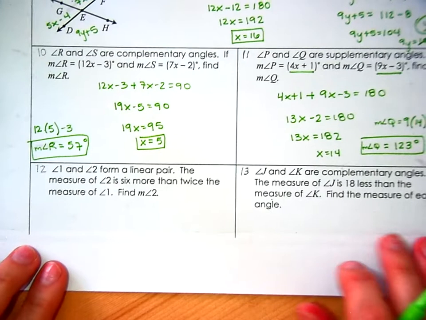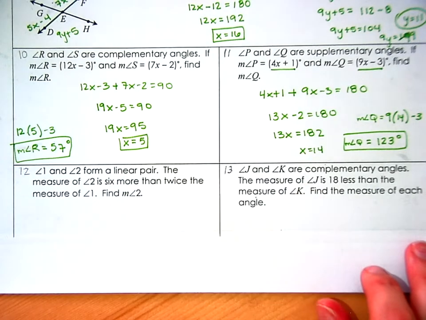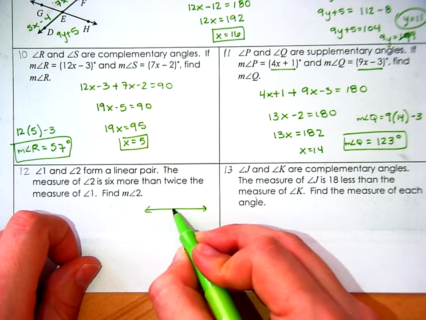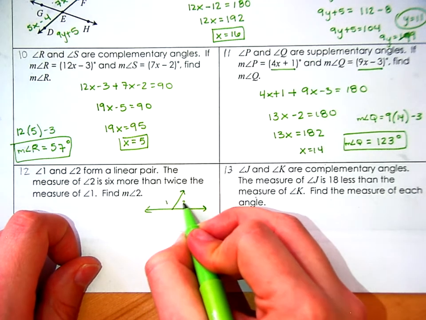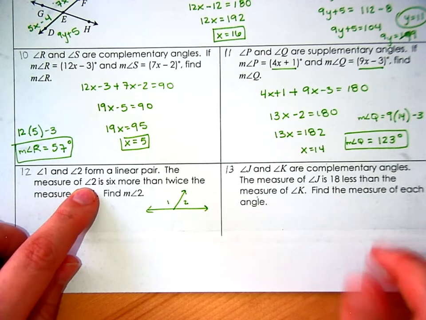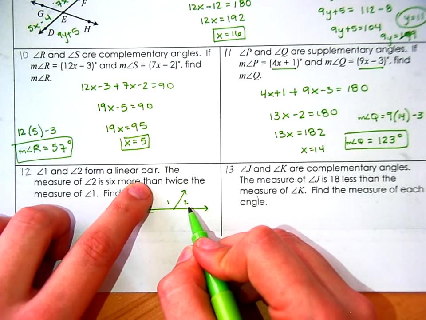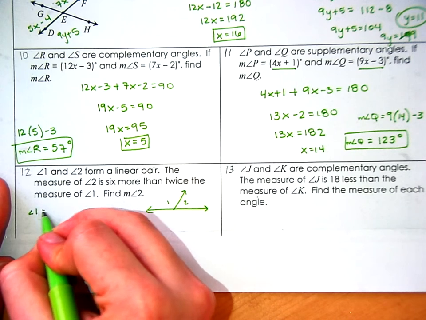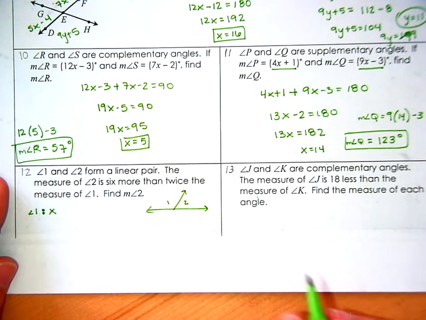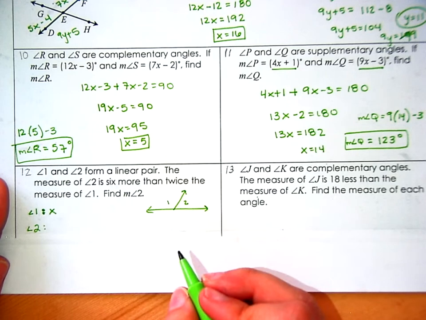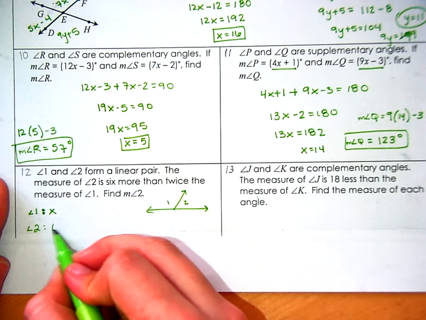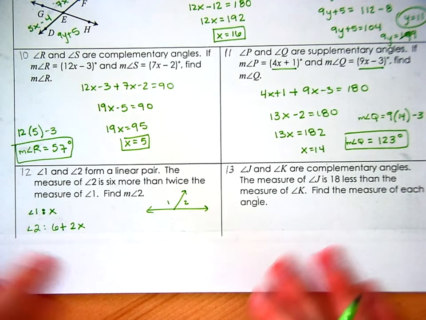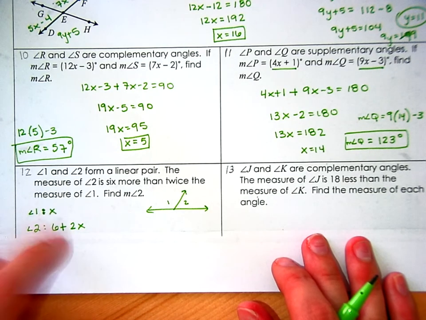Okay, last two on here. These are about linear pairs and then complementary angles. 1 and 2 form a linear pair. So again, just to give you a visual, that just means two adjacent angles that add up to 180. The measure of angle 2 right here is 6 more than twice the measure of 1. So if I have angle 1 here, that's like my x, then angle 2 is 6 more than, so 6 plus twice the measure of 1. So that was a little tricky. We had to write expressions for each one instead of being given them.